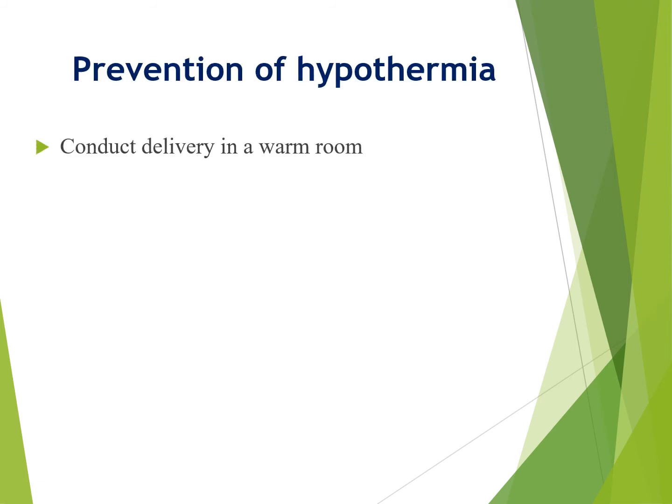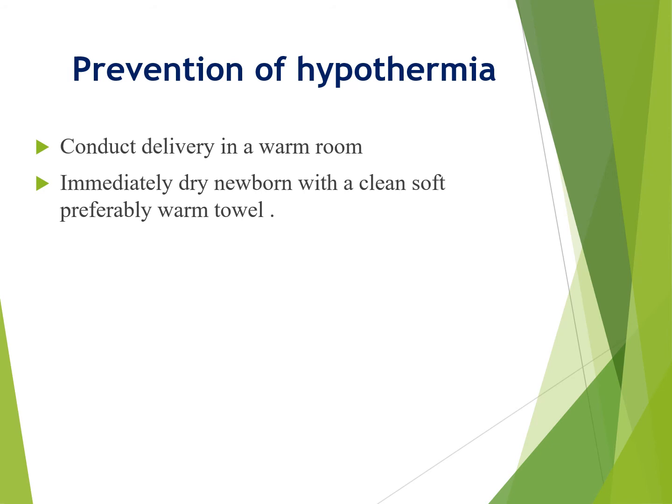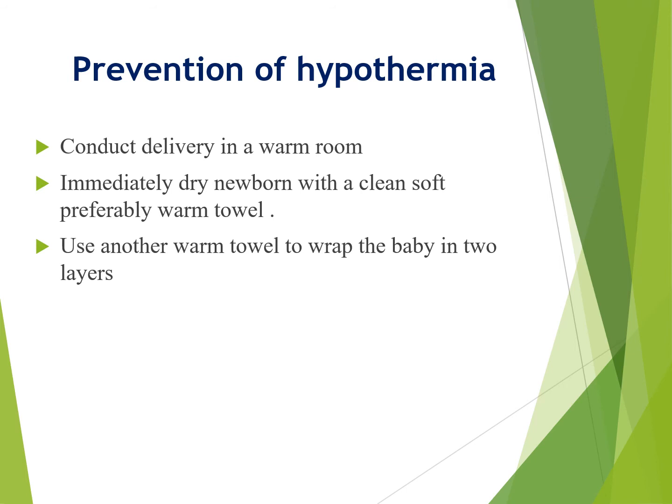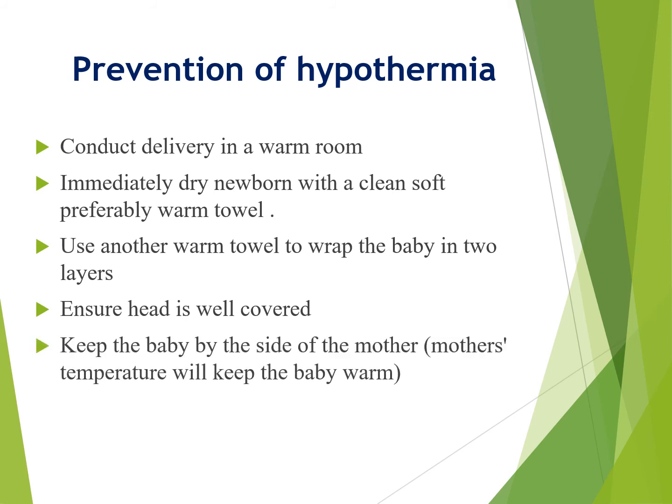To prevent hypothermia, we should conduct the delivery in a warm room. Immediately, we should dry the newborn with a clean, soft, preferably warm towel. And also, we should use another warm towel to wrap the baby in 2 layers. That means we should not use the towel that we used to clean the baby for wrapping the baby. We should also ensure the head is well covered and keep the baby by the side of the mother. Mother's temperature will keep the baby warm.